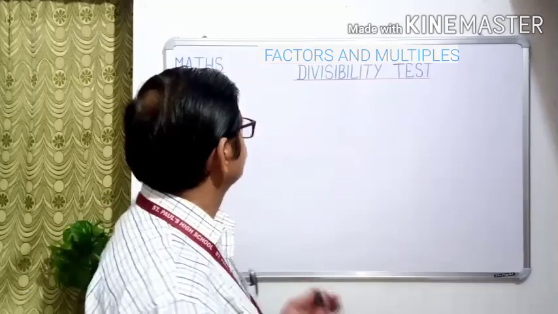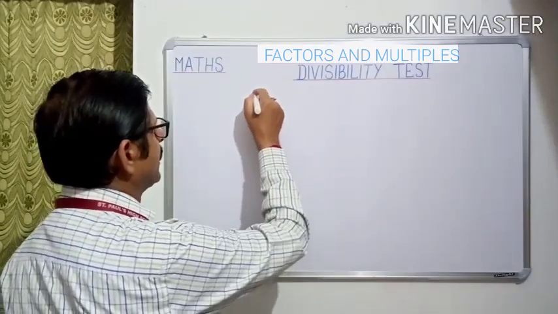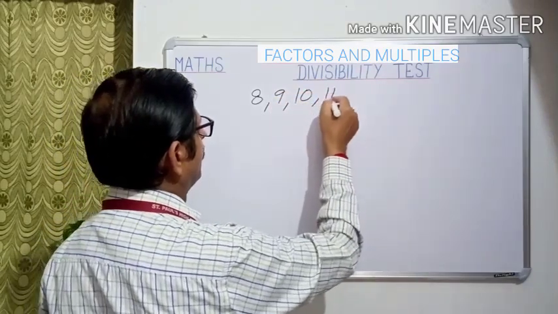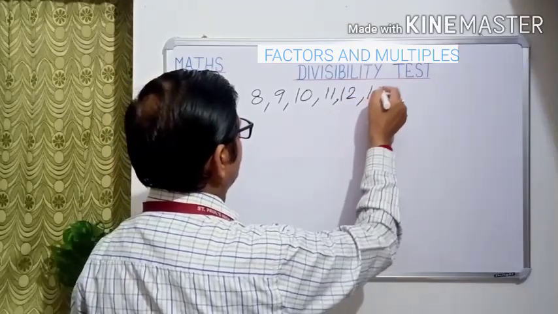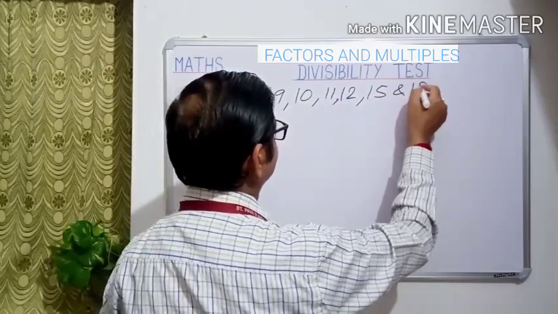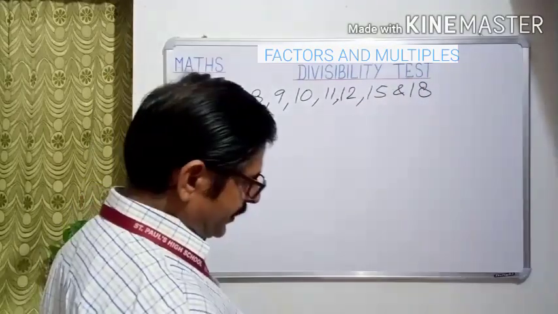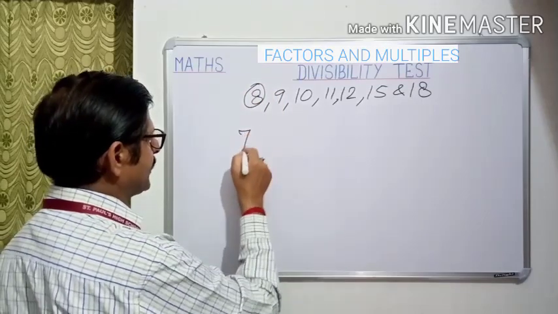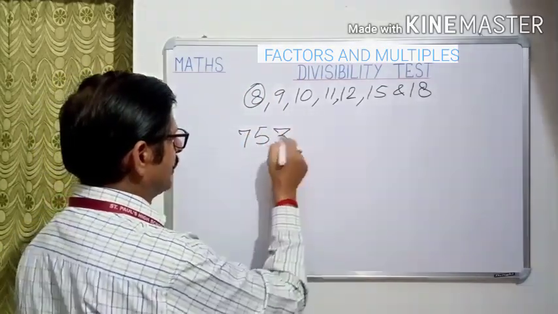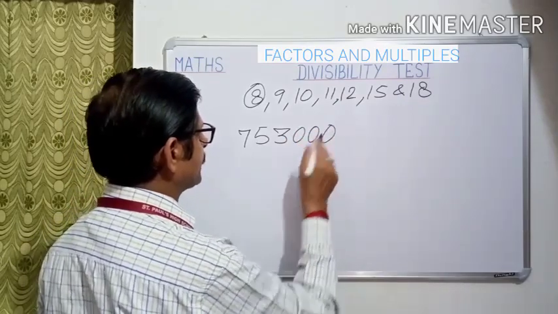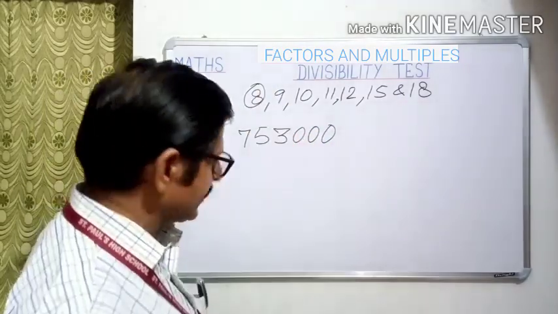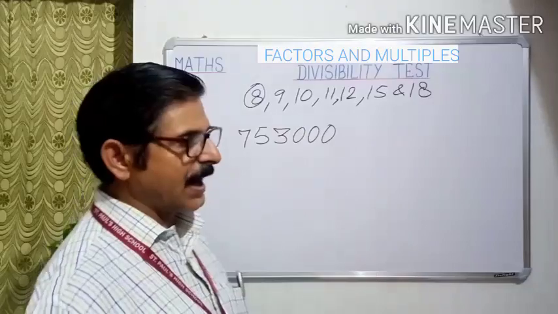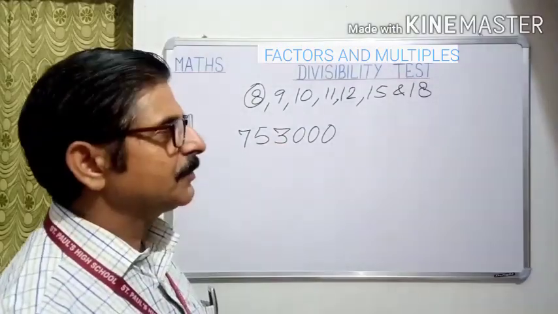Now we are going to learn divisibility by 8, 9, 10, 11, 12, 15 and 18. For 8, a number is divisible by 8 if it has 0 at its ones, tens and hundreds place. The first rule says, if these 3 places have 0 in them, the number is divisible by 8.